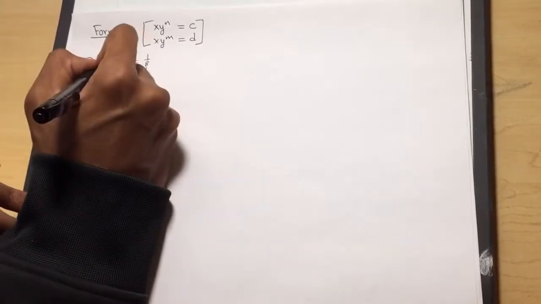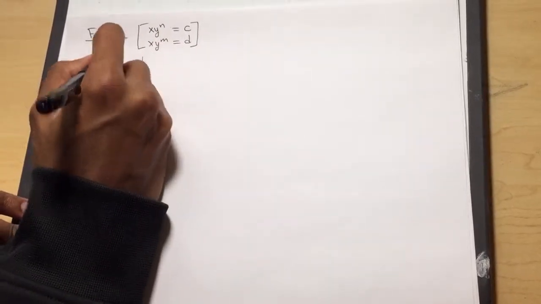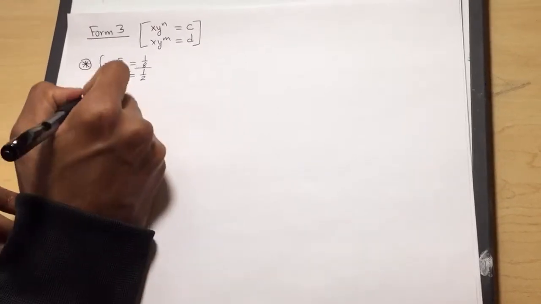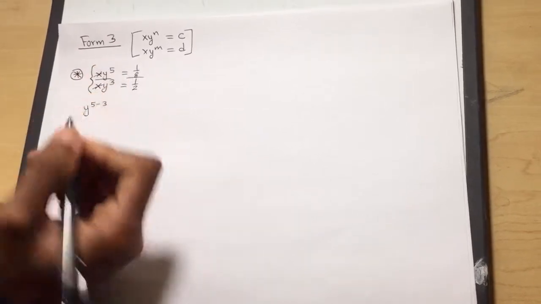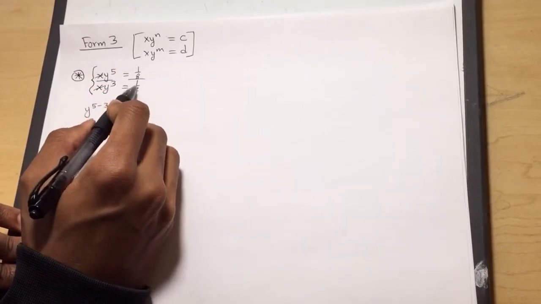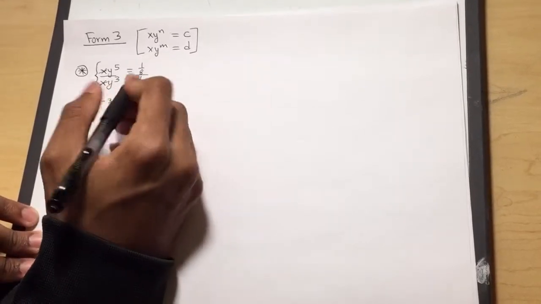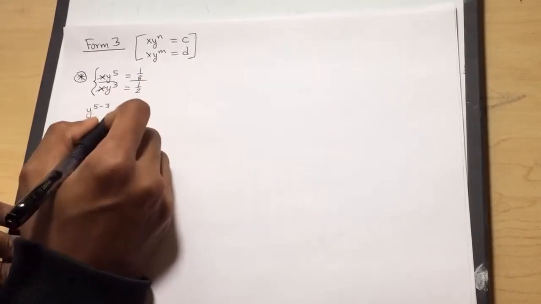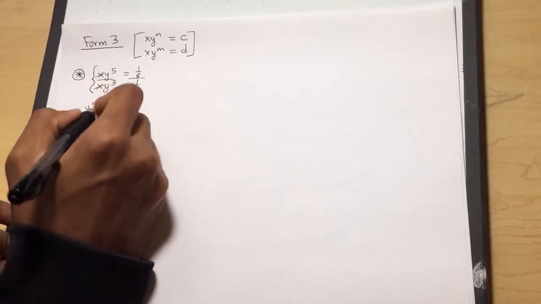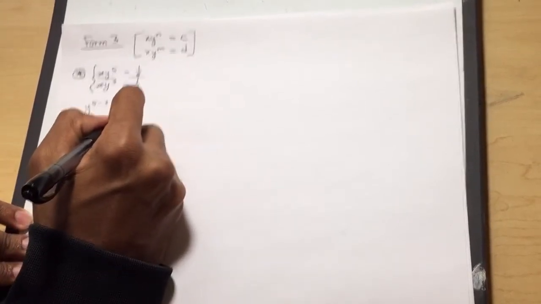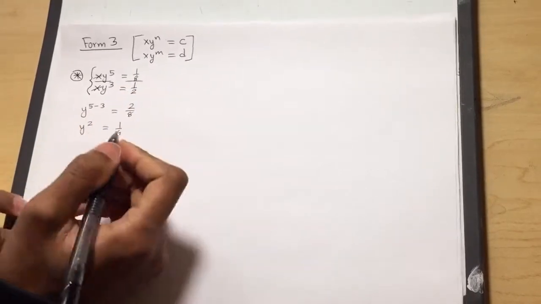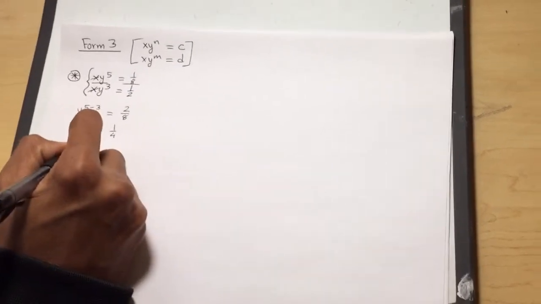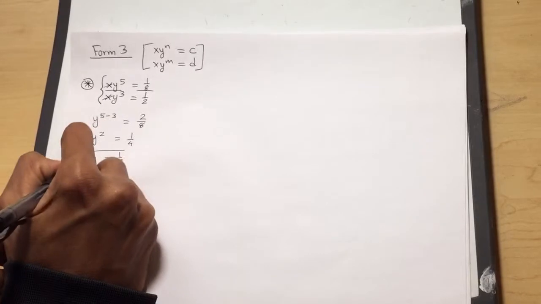What I'm going to do is divide these. When I divide them, x cancels out, and since y is the same base, we can subtract the exponents: 5 minus 3. So y to the 5 minus 3 equals 1 over 8 over 1 over 2, which will be 2 over 8, because I multiply by the reciprocal. So 5 minus 3 is y squared equals 1/4. And now I'm going to take the square root of both sides, and what I'll get is y equals 1 over 2. So that's y.